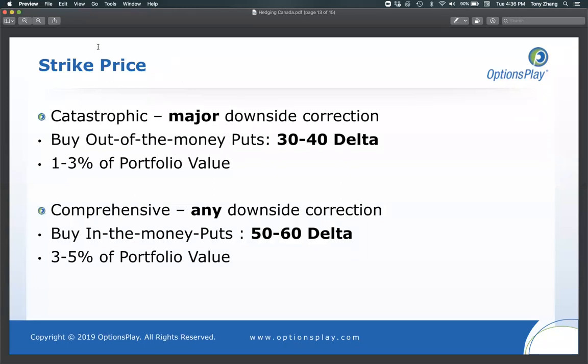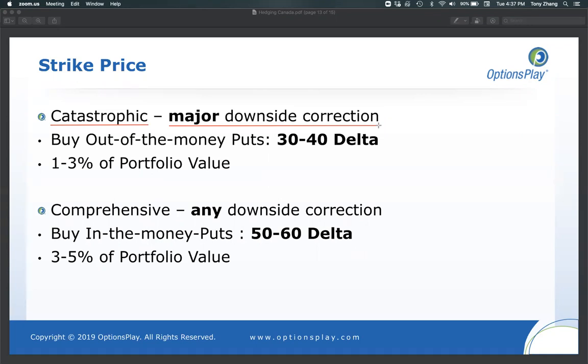So lastly, strike prices. This is really where it varies across the board, but I'm going to talk about 2 different types of insurance that you can purchase. And I want to equate it to terms that many of you that own home insurance or car insurance may be able to relate to, which is 2 types of insurance: catastrophic insurance and comprehensive insurance. Catastrophic insurance, just like medical catastrophic insurance, is meant to provide you with coverage in some kind of major accident. So in this particular case, a major downside correction.